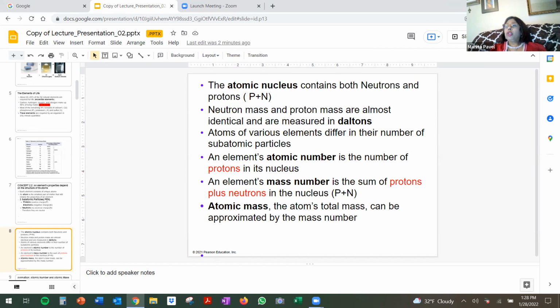Therefore, we need to know the term, what do we mean by atomic number? The way I remember my information, I think of number as one word. So atomic number refers to the number of protons in the nucleus of an atom. Where would I find protons? Always in the nucleus of an atom.